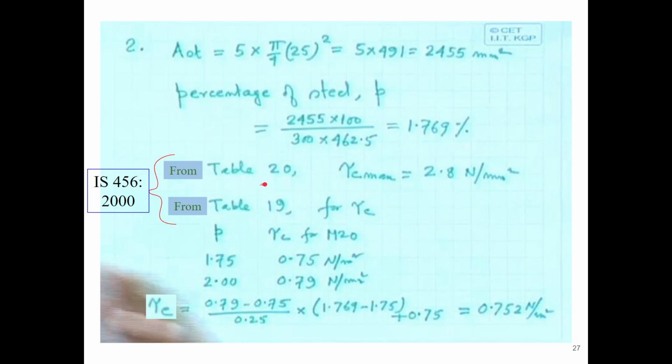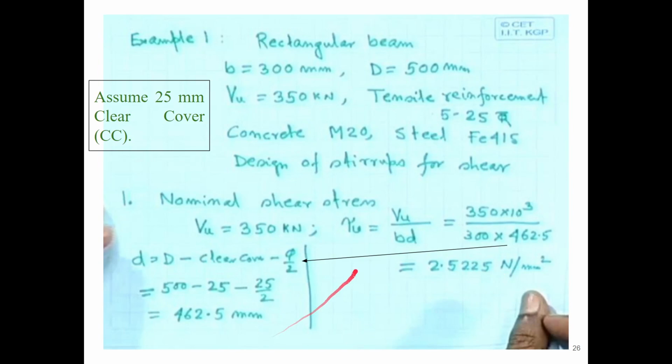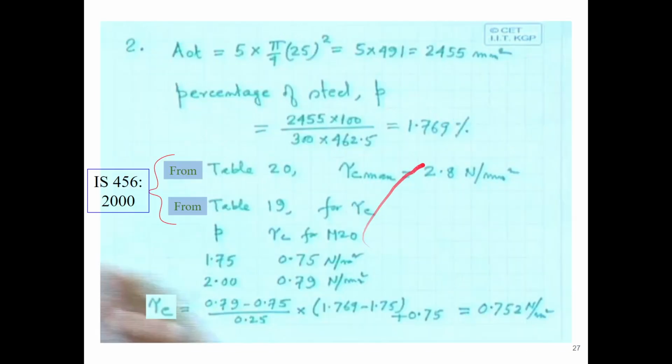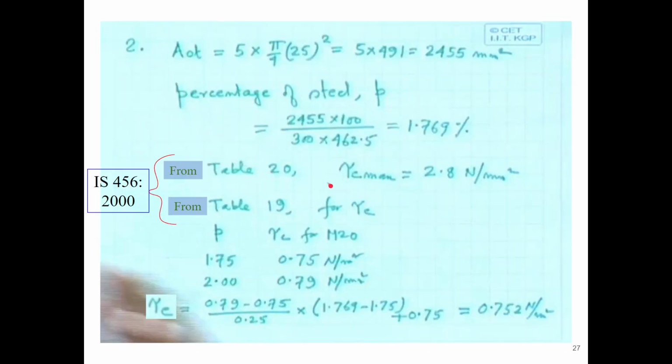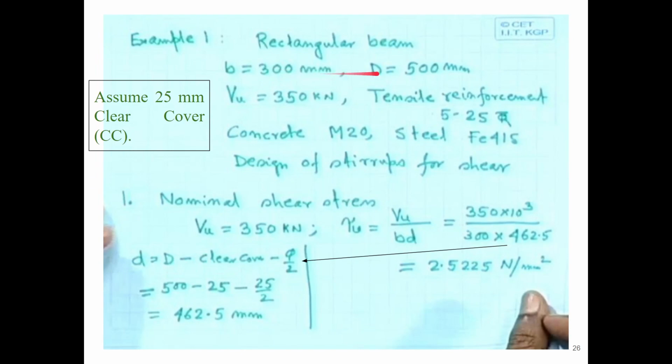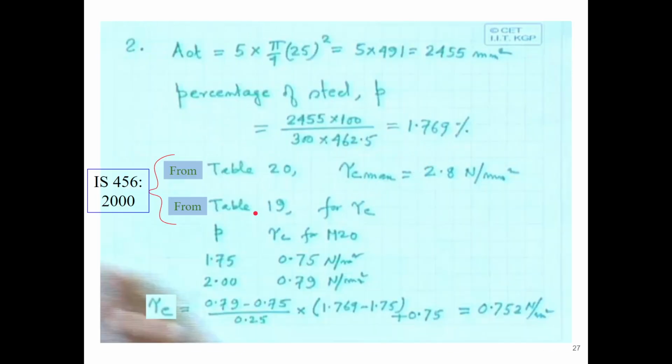And from table 20 you can also find the maximum allowable shear capacity of a beam section, which for M20 is 2.8 megapascal. Now if you see firstly the tau v value, it is 2.5, which is less than 2.8. So that means this beam, having a width of 300 and depth of 500, will be capable of taking this shear.